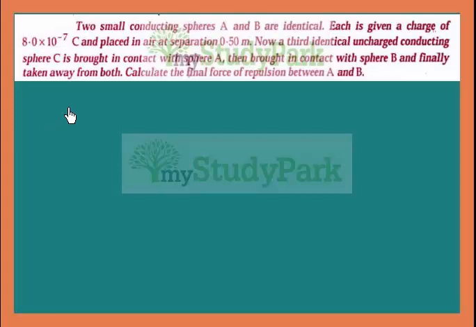identical uncharged conducting sphere is brought in contact with sphere A, then brought in contact with sphere B, and finally taken away from both. Calculate the final force of repulsion between A and B.